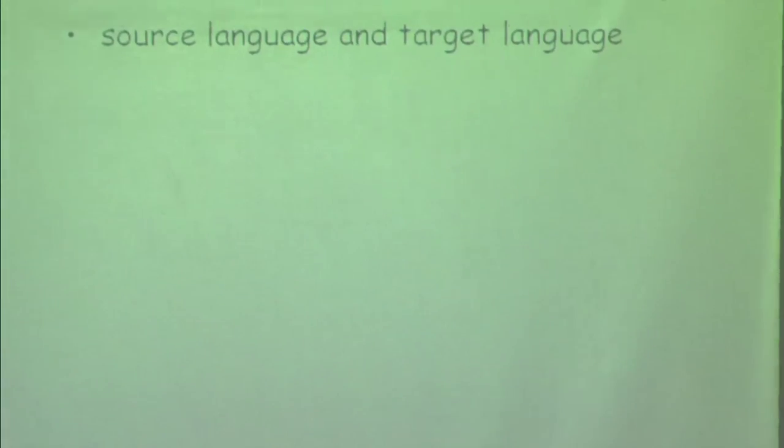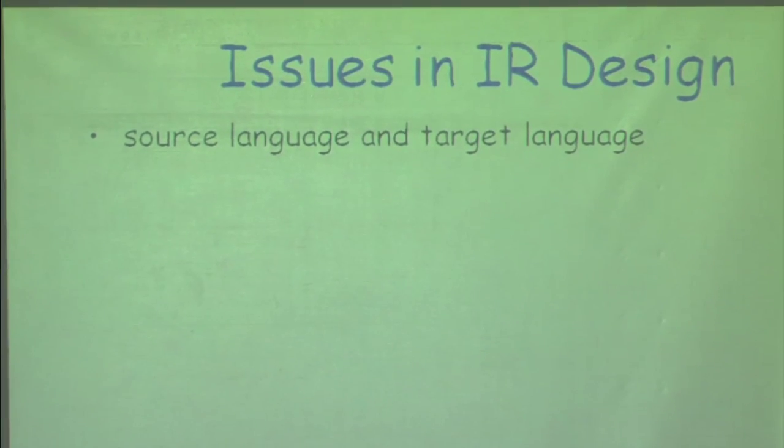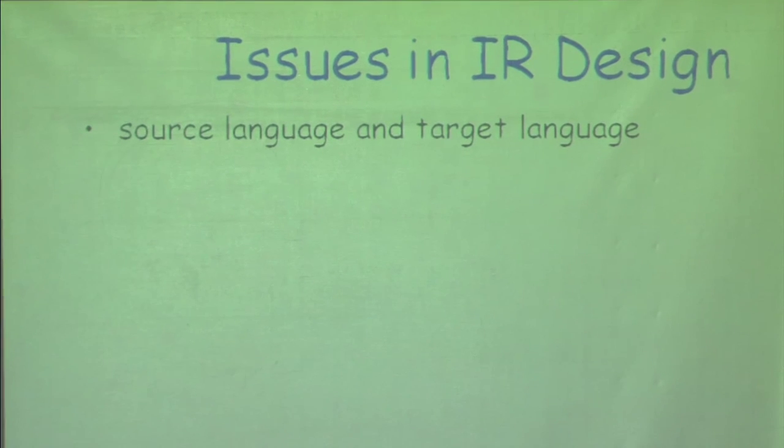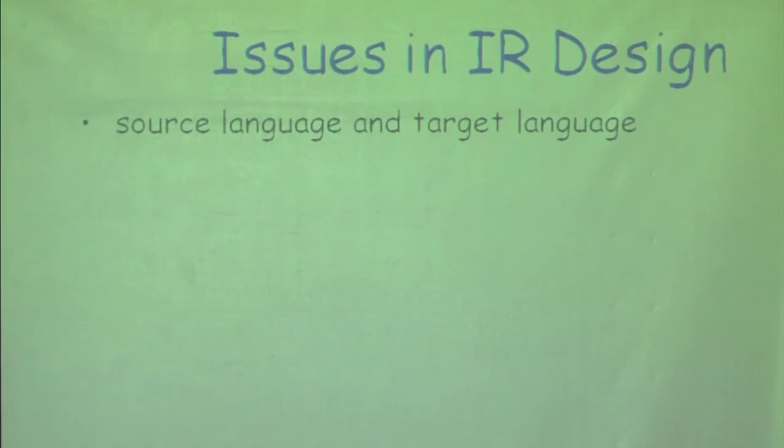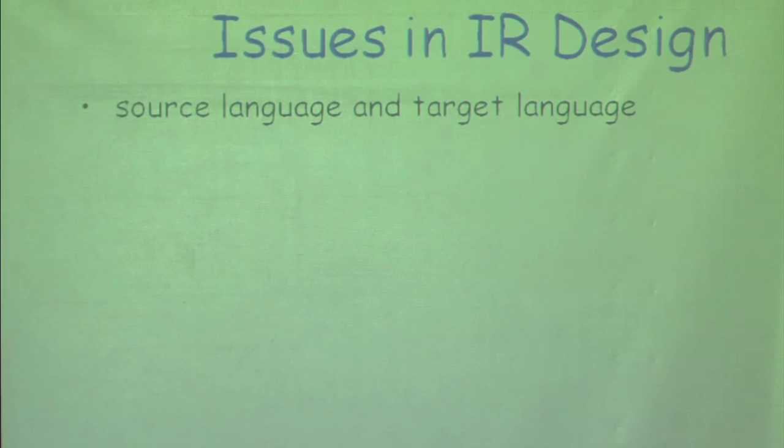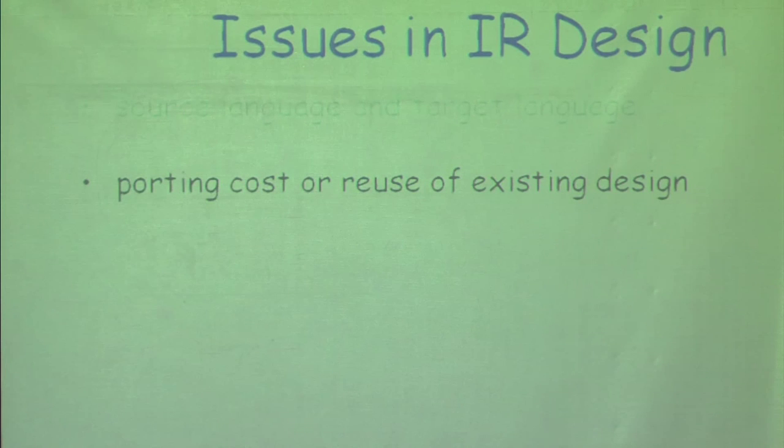So again, continuing with the discussion on the issues which are involved in the design. Obviously, the IR is going to be impacted by the source language and target language. So if you have a class of languages for which you may be able to design an intermediate representation, another class of languages may have a very different IR. So both source and target machine are going to impact it.